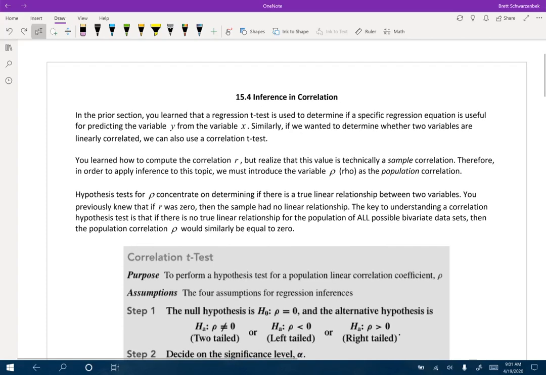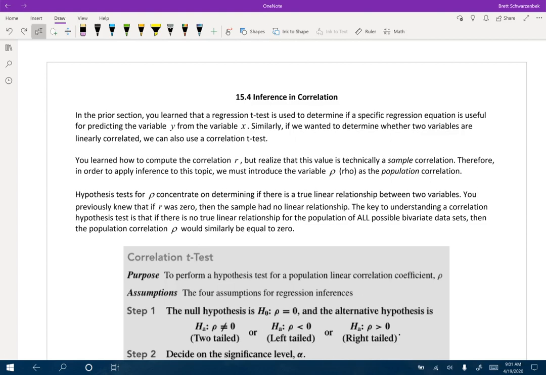The 15.4 notes for statistics honors. Just note that we do not do 15.3. Okay, in 15.2, you learned about the regression t-test, which is what we use in order to determine the effectiveness of regression lines, specifically whether one variable is a good linear predictor of another.